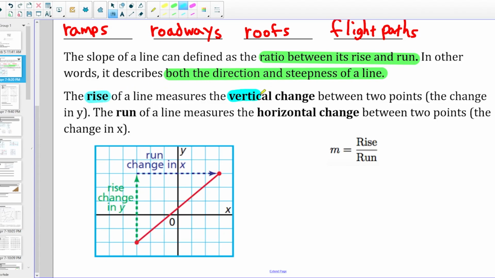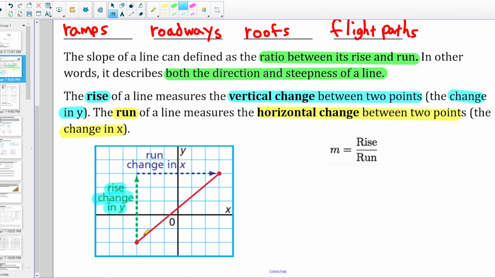Now let's talk about what rise and run are. The rise of a line measures the vertical change between 2 points, otherwise known as the change in y. And then the run of a line measures the horizontal change between 2 points, otherwise known as the change in x.